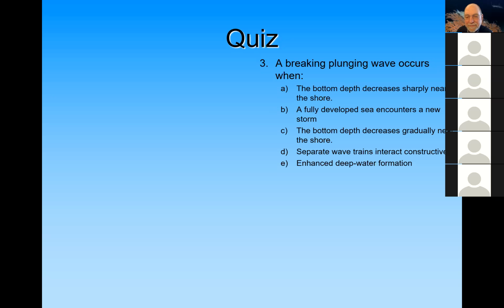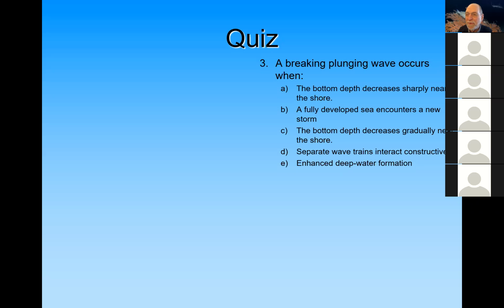Is it E? Is it E, enhanced deep water formation? Is that what you said? Yeah. Nope. Somebody help Mason out here. Enhanced deep water formation, that would be the cobbling effect that we get in the North Atlantic, when North Atlantic deep water is formed. So that's kind of one of these distractor questions that sounds impressive, but it's not really the right answer.